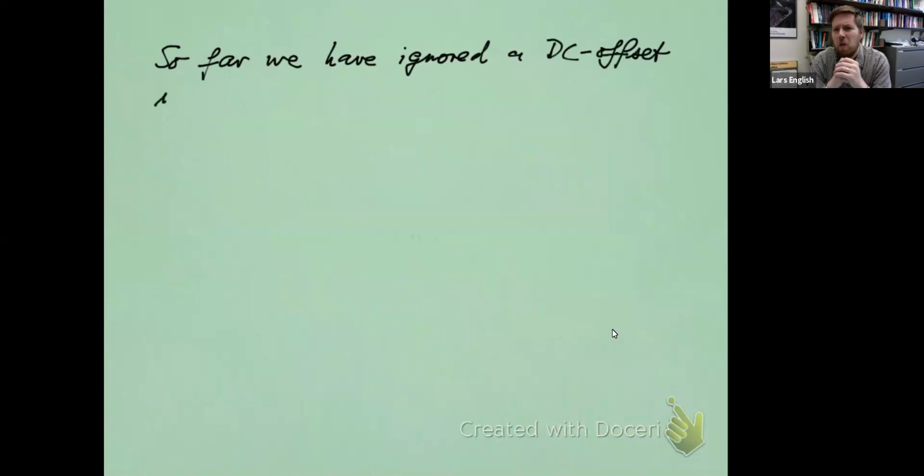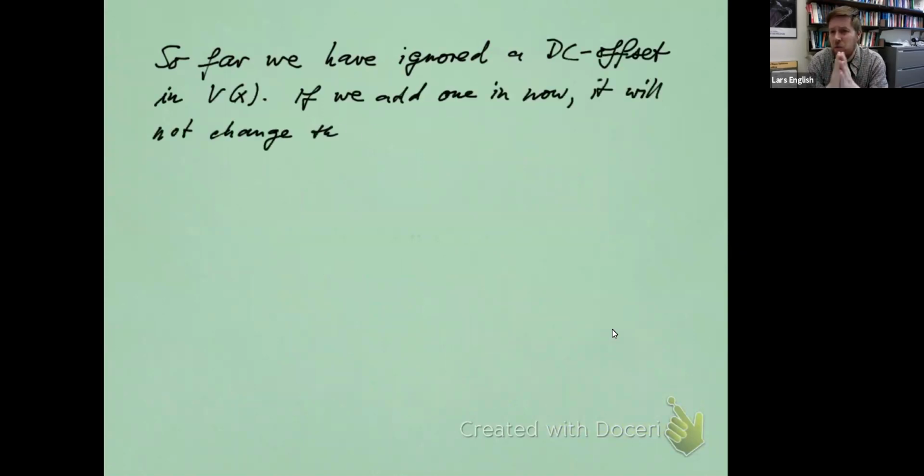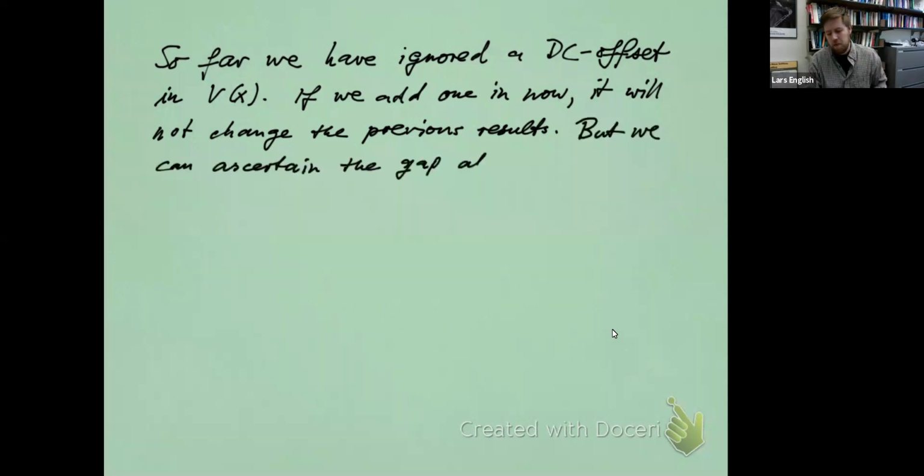One thing I need to go back to is the assumption that we made initially that there was no DC offset in V of X. That is actually not the case. The V of X is below the X axis, so there's definitely some offset there. The question is, what happens if we add that in now? I didn't want to overcomplicate the analysis from before, so I left it off. It won't make a difference in the final result from before, namely the size of the band gap at pi over a. It won't change that, but we do need the DC offset in order to explain the gap at k equals zero.